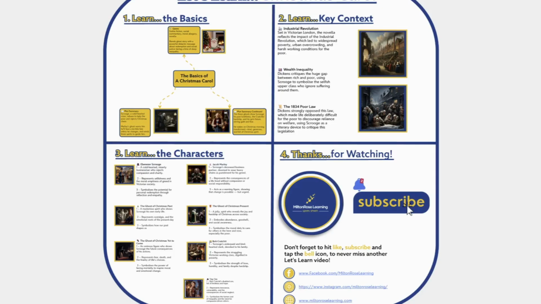And then we've finished by looking at some of the characters. Now, Scrooge is the main one. If you're lucky, you would get him on an exam paper. But nevertheless, there are important ones, such as the three ghosts that really ignite Scrooge's moral journey, Jacob Marley, as well as the Cratchits, Tiny Tim and Bob Cratchit. And there are a few other characters that we'll be teasing out in later videos.